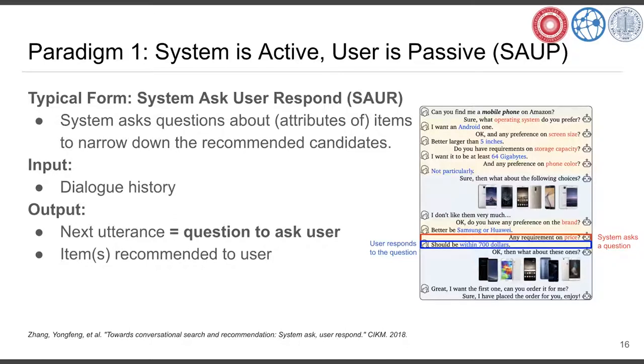And the user is kind of passive. He or she simply answers the questions. If you look at the right-hand side answers, the highlighted blue words are simply the value of the attribute of the certain item. So for this paradigm, the problem definition is still the same, except that the output utterance may be a little bit different. Since the next utterance here refers to the system, the next utterance is more about the next question to ask the user, or in this paper, the next attribute to ask the user.